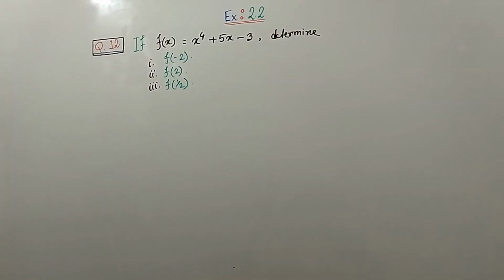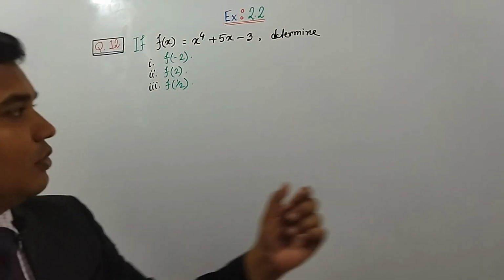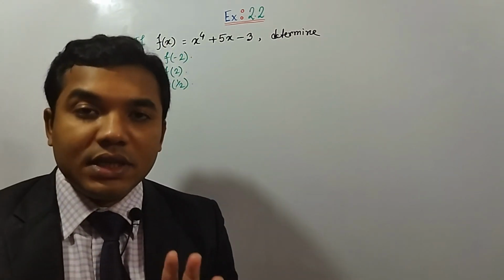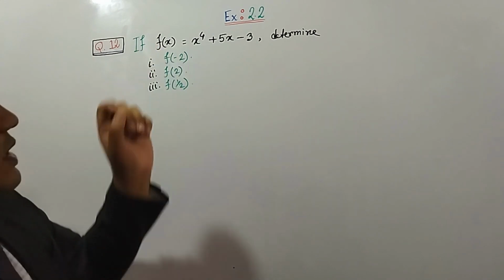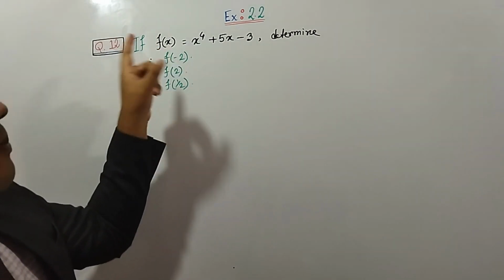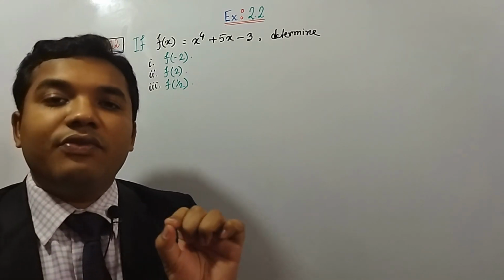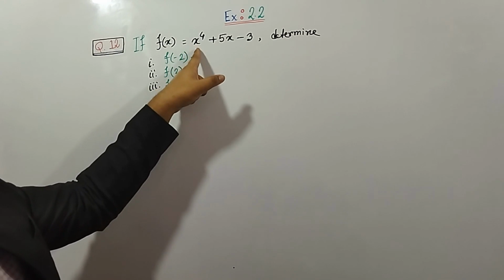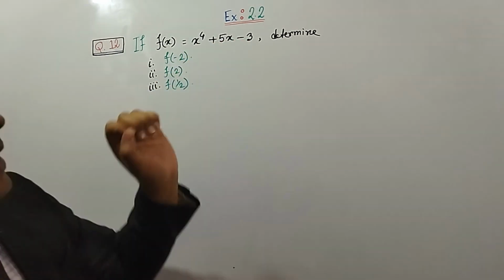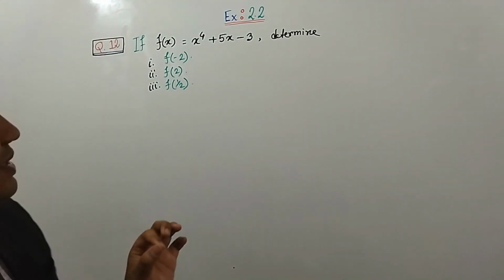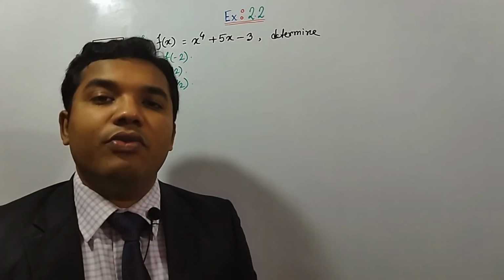So dear students, here is question number 12. The question says if f of x equals this, so f of x is a function of x, what does this expression mean? You have to understand it very clearly. Here the question says f of x, that means it is a function of x. This function is x to the power 4 plus 5x minus 3. I want to focus on one thing: what does it mean by function of x?